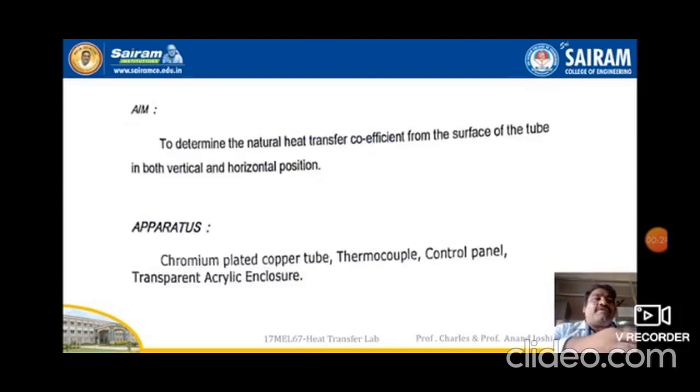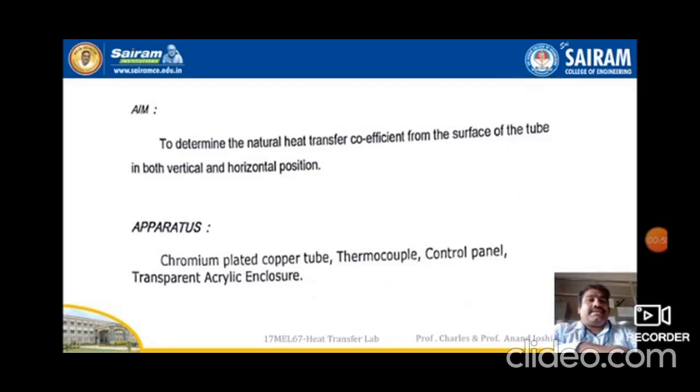So what is the aim of the experiment? To determine the natural heat transfer coefficient from the surface of the tube in both vertical and horizontal position. Here the apparatus is there, suppose it is like this. In both ways, vertical as well as horizontal direction, we have to conduct the experiment for finding the heat transfer coefficient through natural convection.